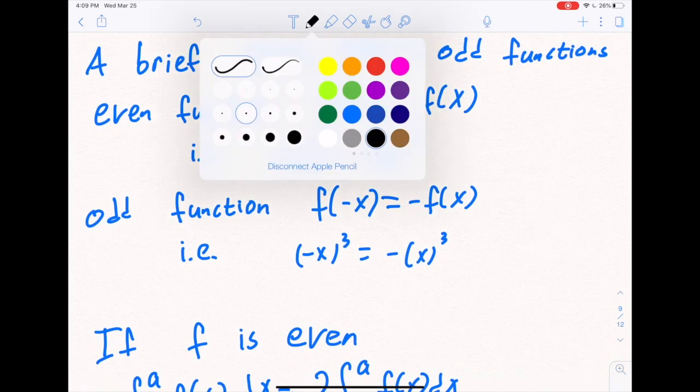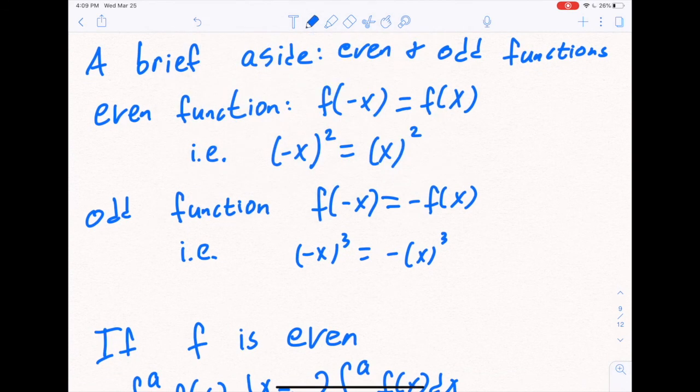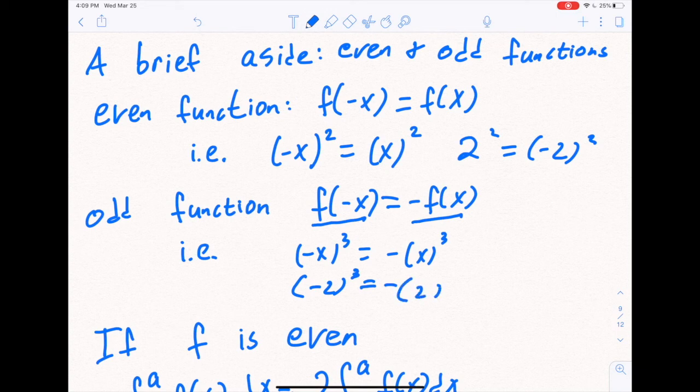Let's talk about even and odd functions. An even function is a function f of x such that f of negative x equals f of x. So a good example is x squared, because negative x squared is the same as x squared. So for example, 2 squared equals negative 2 squared. They both equal 4. An odd function is one such that f of negative x equals negative f of x. So a good example is x cubed, because negative x cubed equals negative x cubed. So for example, negative 2 cubed equals negative 2 cubed. They both equal negative 8.